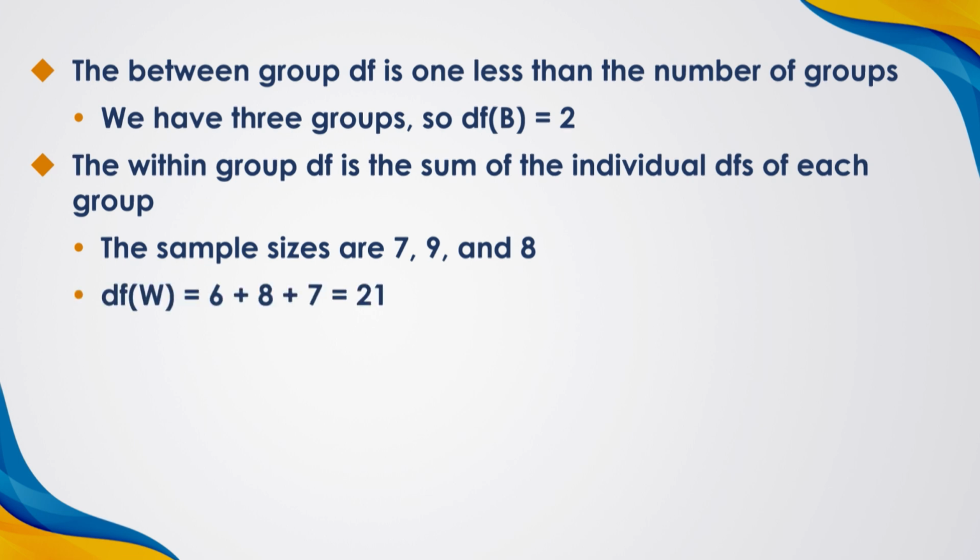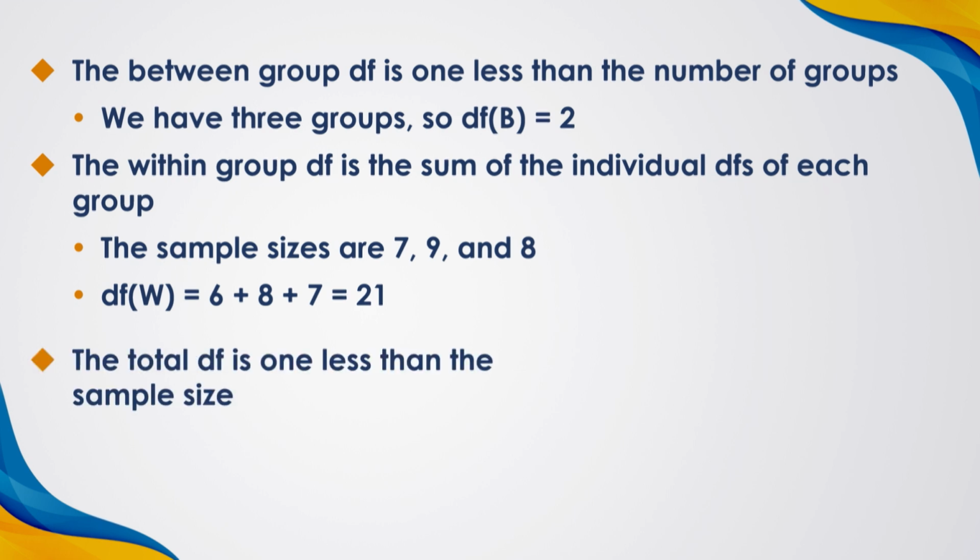So, finally, you can say that 7 minus 1 is 6, 9 minus 1 is 8, 8 minus 1 is 7. 6 plus 8 plus 7 together is 21. That is the degrees of freedom within sum of squares.